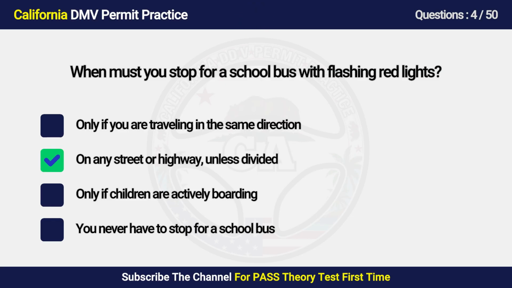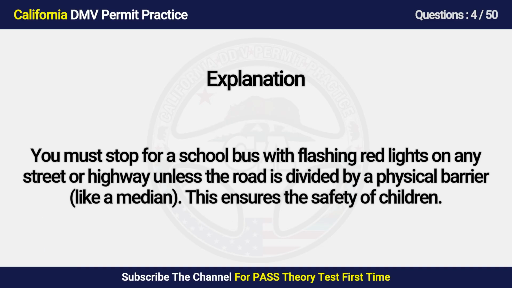Answer is B. On any street or highway unless divided. You must stop for a school bus with flashing red lights on any street or highway unless the road is divided by a physical barrier like a median. This ensures the safety of children.